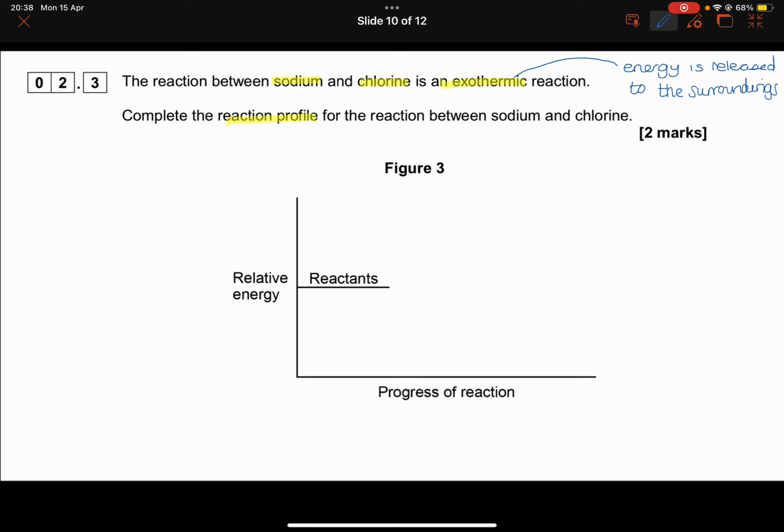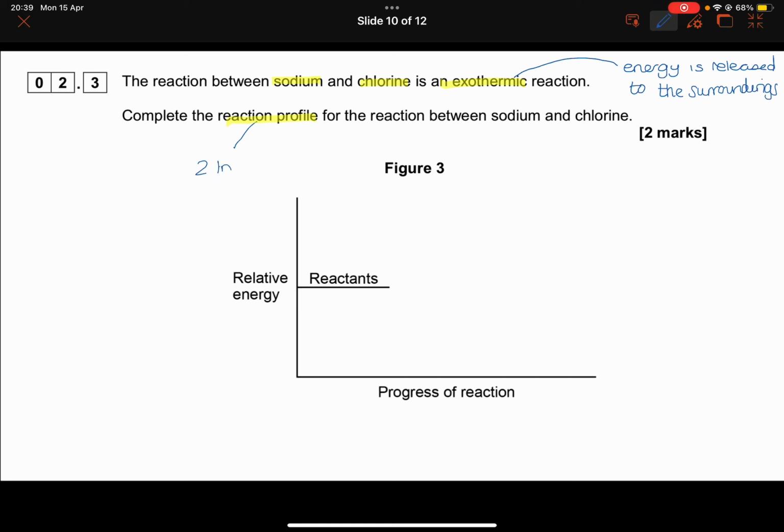So we need to show a reaction profile where the energy has been released to the surroundings. If you release energy to the surroundings, then you're going to have less energy at the end because that energy has been given out to those surroundings. So reaction profiles, if we just put a bit of information.